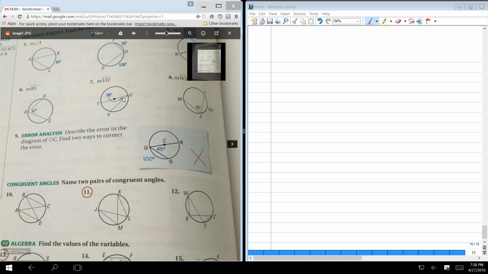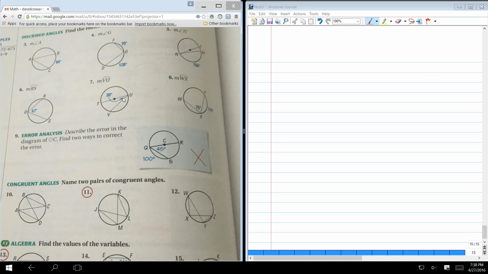So if angle U is 30 degrees, the outside would be 60. Which outside? Arc TV. Okay, and if arc TV is 60, what's arc VU? Again, how would you do that? 180 from T to U. Right. So would you just do 180 plus 60?